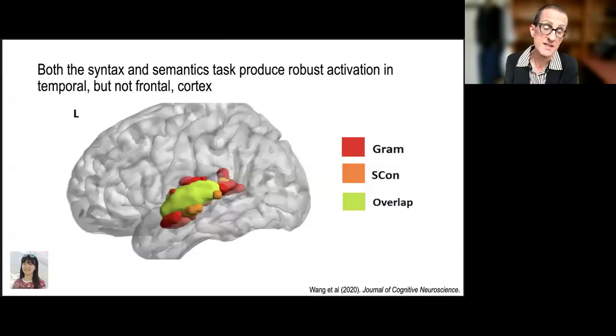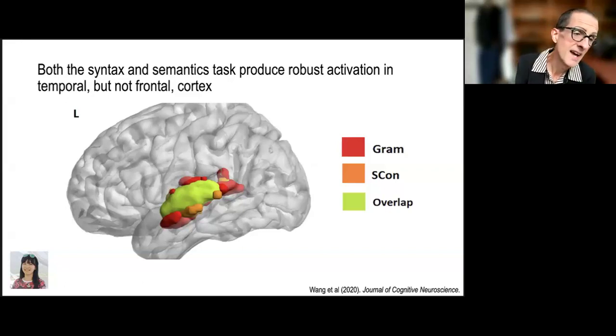In terms of activation, there was bilateral activation in the lateral temporal cortex involving the superior temporal, but also the middle temporal. You can see here, there's not evidence, at least over the whole group, for inferior frontal activation, which was a little bit surprising to us. It could be that there are just big individual differences in frontal activation. I'll come back to that issue in a little bit.